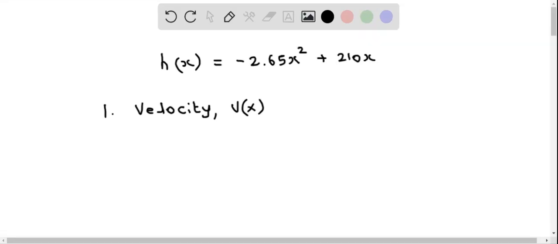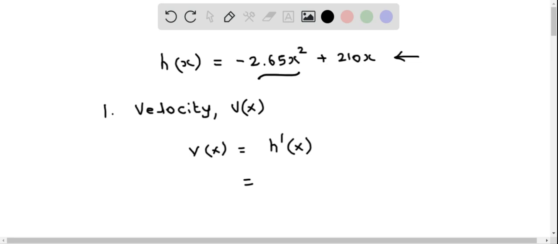Let's answer question 1. So first we determine the velocity function. We write velocity function, and this is basically the rate of change of the height function, that is h prime of x. So let's find the h prime of x. For this we have to find the derivative of the height function.